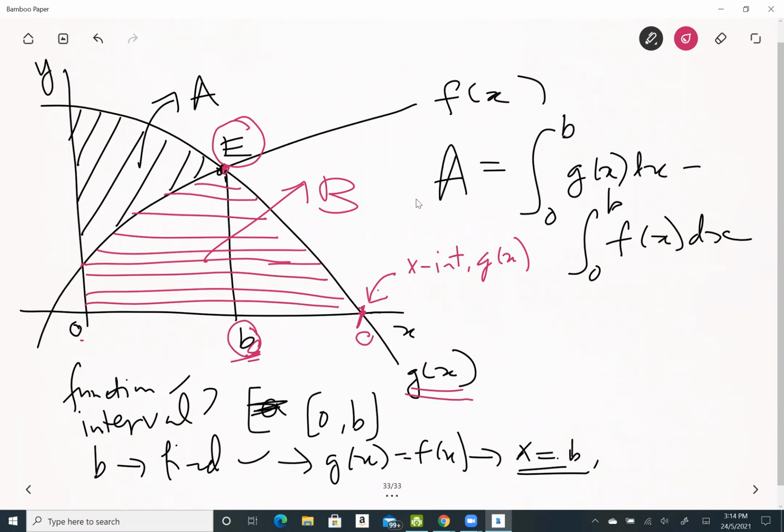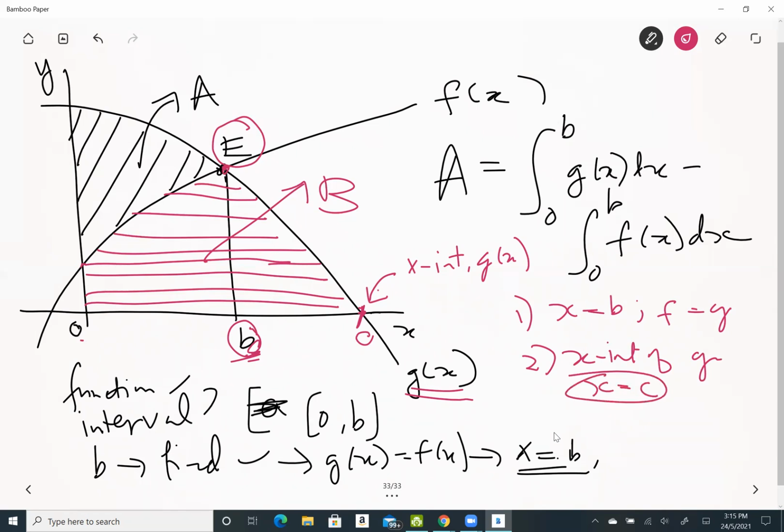All right, so for that, if I start from the beginning, we need the following. Number one, the point B, x equal to B. So that is the intersection F equal to G. That's number one. Number two, we need the x-intercept of G. So I don't think there is a problem. We call it x equal to C. So suppose x equal to C. So now I have the interval 0, B, C, and they are over different functions.